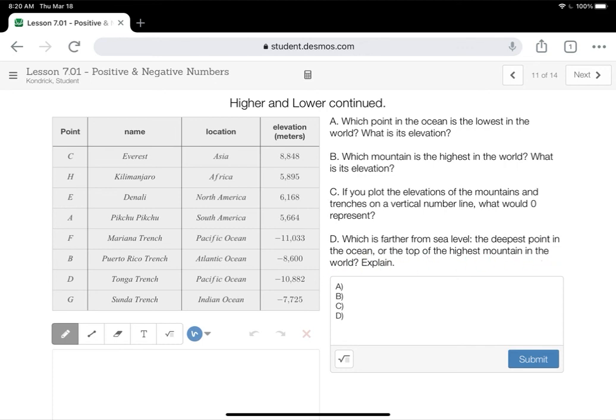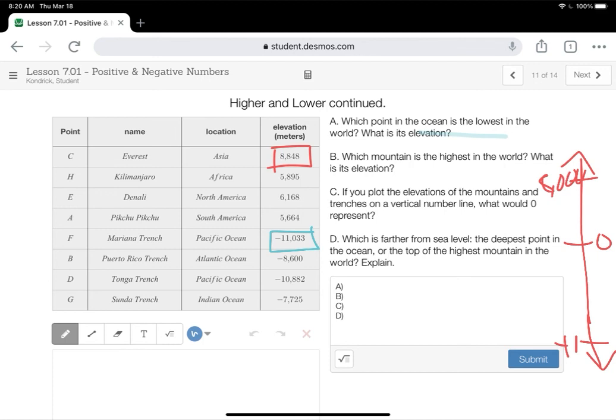Which is furthest from sea level, the deepest point in the ocean or the tallest mountain in the world? And to explain. Well, I guess my numbers weren't coming through here, but for A, the lowest part was the trench. And for my highest point, that was Everest. And if we drew a picture of that, we could see that Everest was around 8,000. Then we have sea level, and then we would have the trench at negative 11.